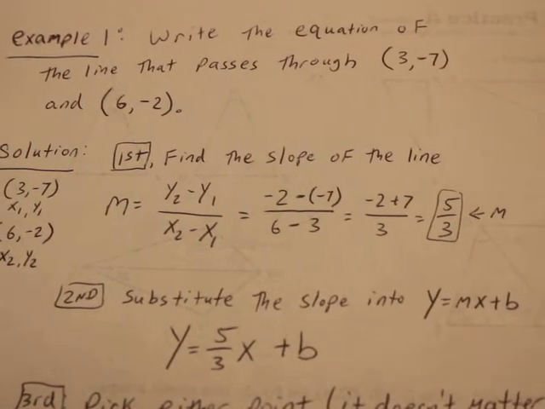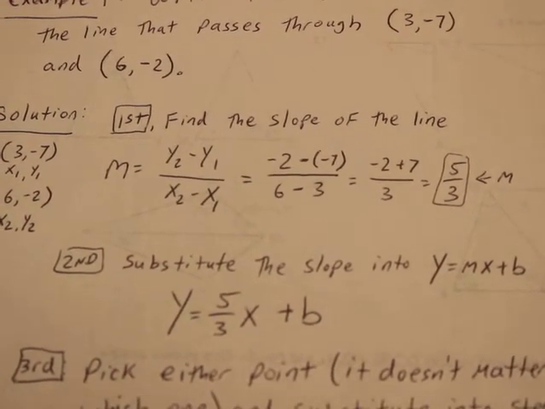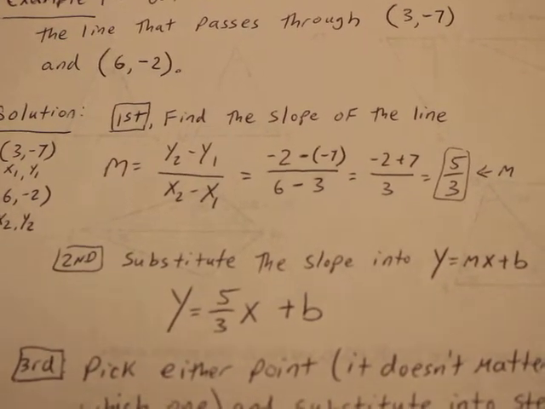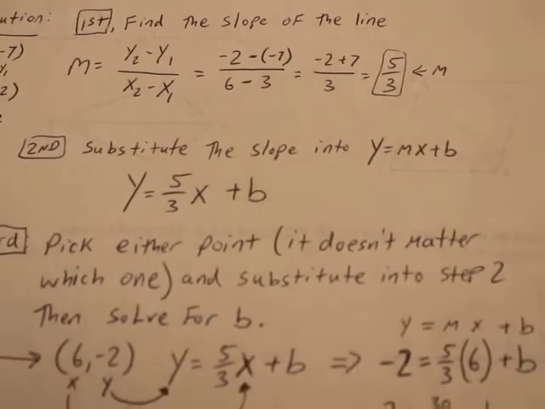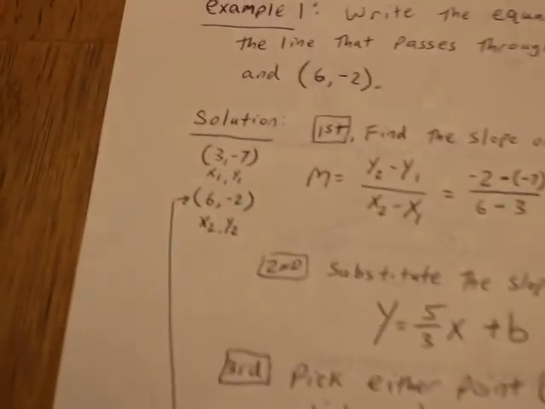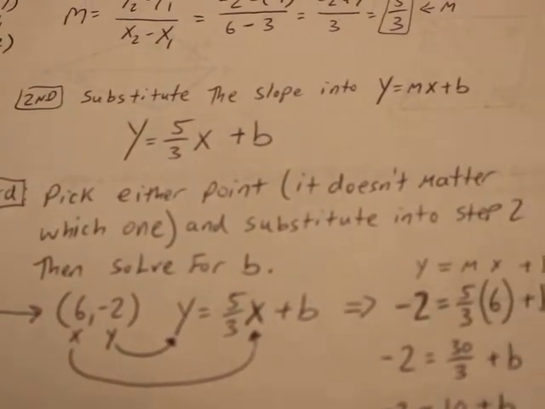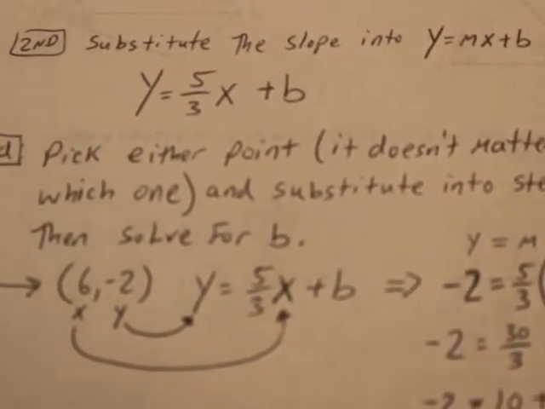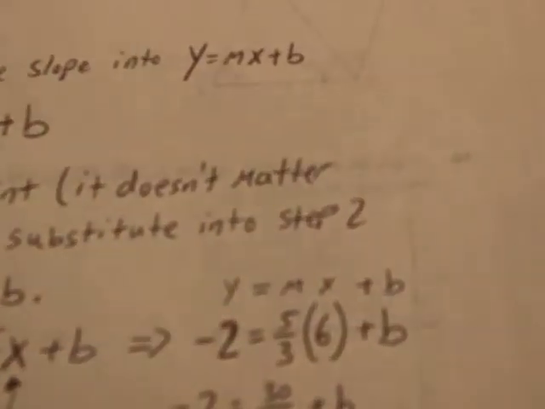You're going to substitute that slope, whatever you get for your answer in step 1, into step 2, into y equals mx plus b. So now I have y equals 5/3 x plus b. The third step is to pick either one of the points. It does not matter which point you choose, and I chose the point 6, -2, to put in for x and y, into that y equals mx plus b equation. So I put the 6 in for the x coordinate and the -2 in for the y coordinate, and it looked like that.